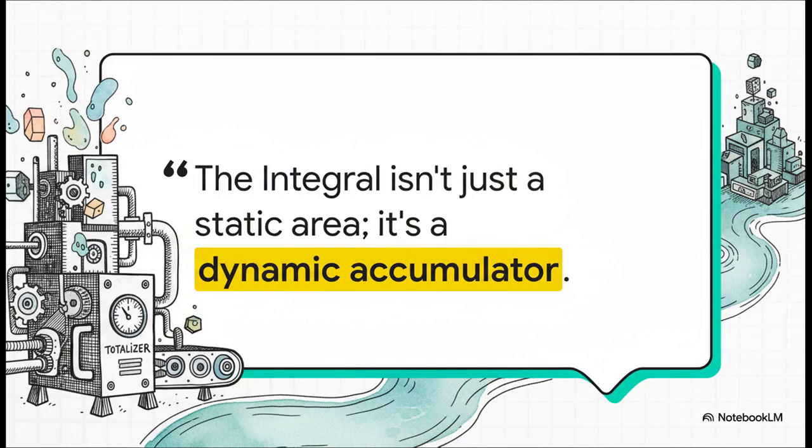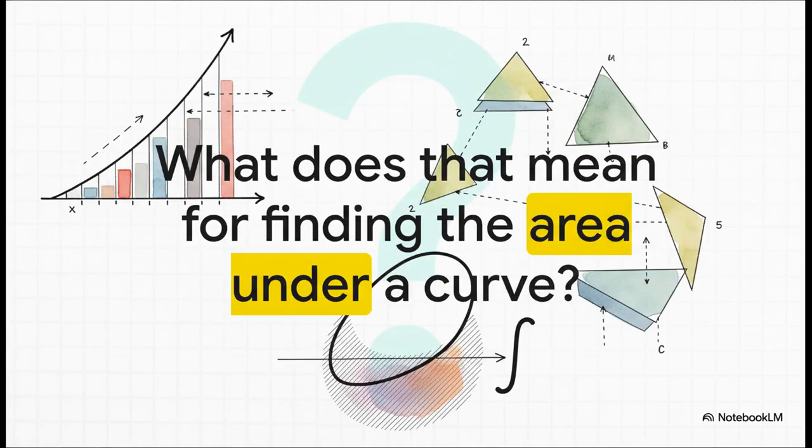This quote right here really nails it. An integral isn't just about measuring some flat, boring area. You should think of it more like a running total. It's a dynamic accumulator, constantly adding things up, maybe subtracting a little, and giving you the net result at the very end. Okay, that's a cool idea, but how does it actually work?